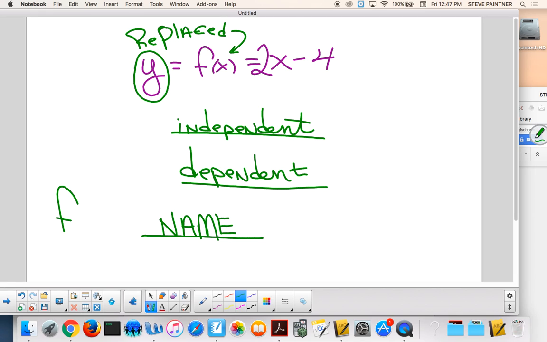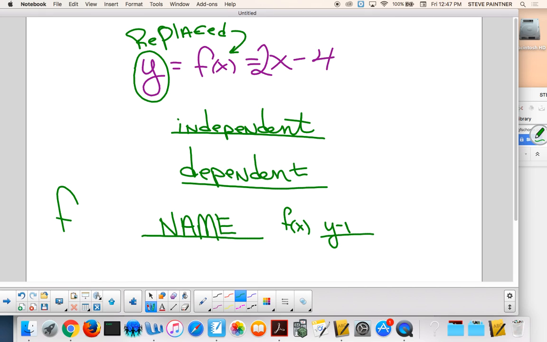Now, if I was talking about the cost of a company, I'd probably go C of x. Profit, I talk about P of x, okay? So you use whatever letter you want to use. Just name it. I'm naming it F, okay? F of x is what? F of x is the function in terms of x.